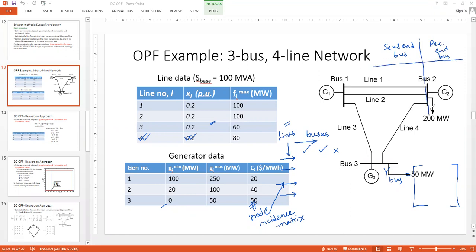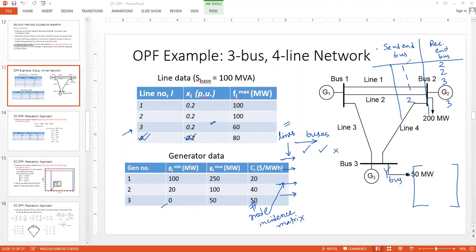So let's write it down. For line 1, it is 1 and 2. Then again for line 2, it is 1 and 2. Line 3 is between bus 1 and bus 3, so this is 1 and 3. And line 4 is between bus 2 and 3, so this is 2 and 3. So simply it is 1, 2, 1, 2, 1, 3, and 2, 3.